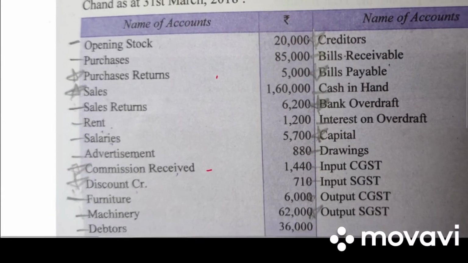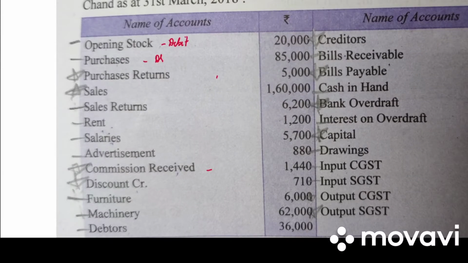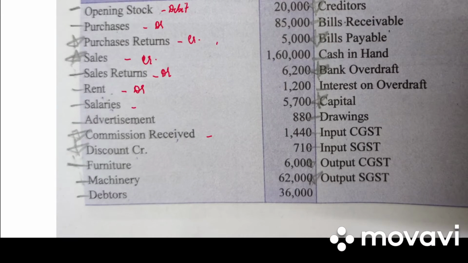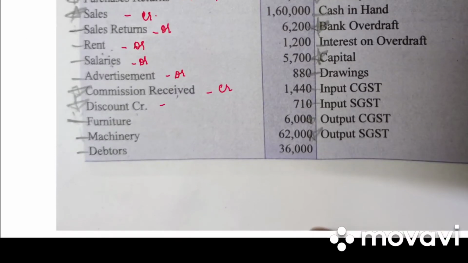So first we have opening stock. It is a debit balance. Purchases, debit. Purchase return, credit. Sales, credit. Sales return, debit. Rent is an expense, so debit. Salary is expense, debit. Advertisement, debit. Commission received, it is an income, so credit. Discount they have already given credit, so credit.